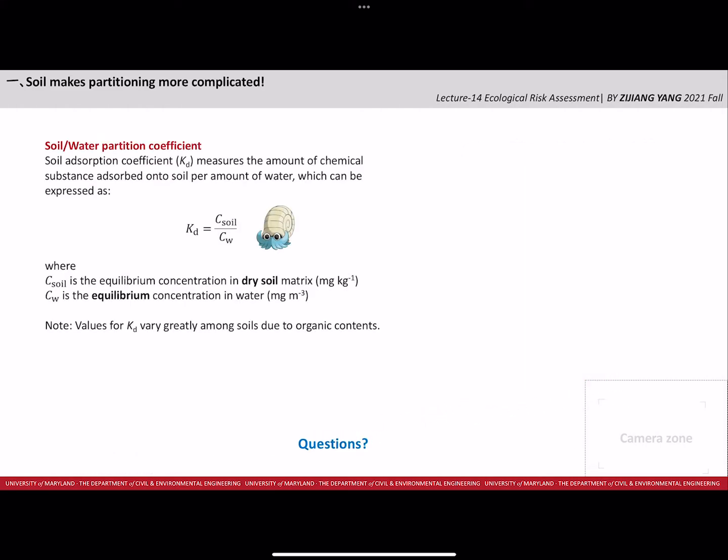And then we have a parameter to describe this process. This parameter is called the soil-water partitioning coefficient, or sometimes we just call it the soil adsorption coefficient, because adsorption is the dominant process. It can be calculated from the concentration of the chemical in soil, and in the lab we usually use the dry soil matrix. And CW is the equilibrium concentration in the water.